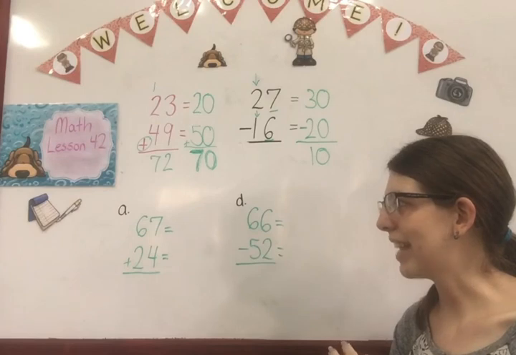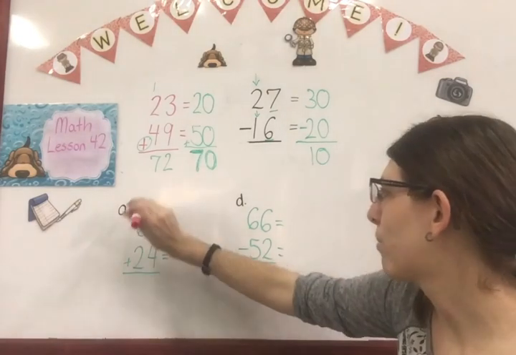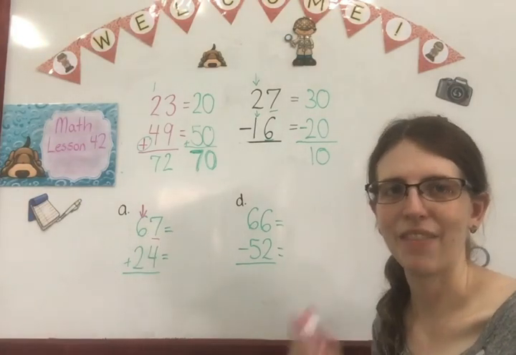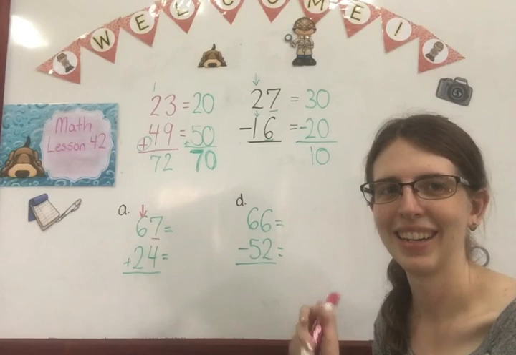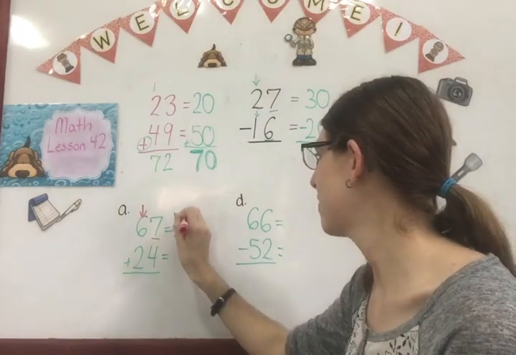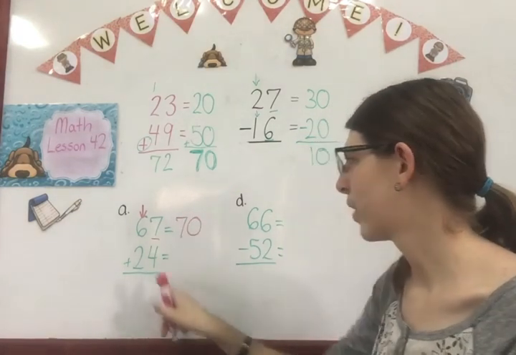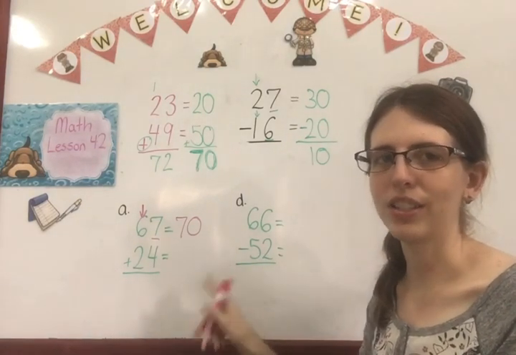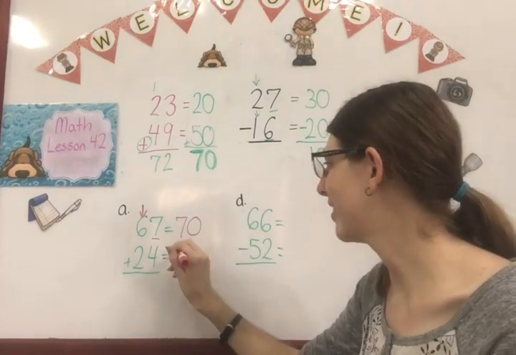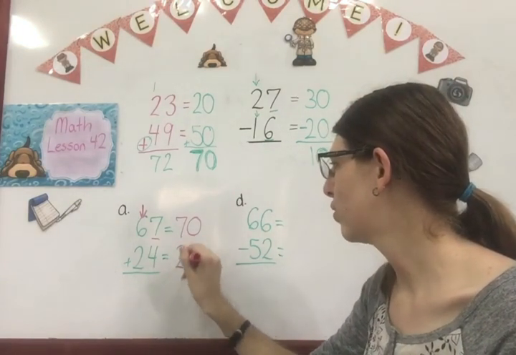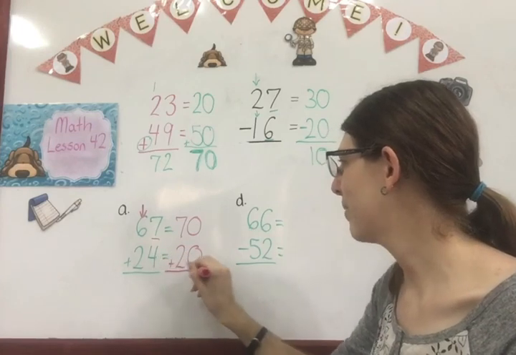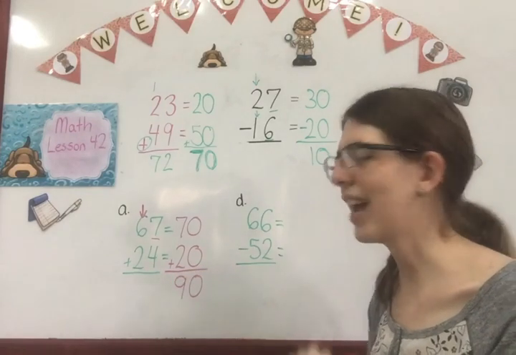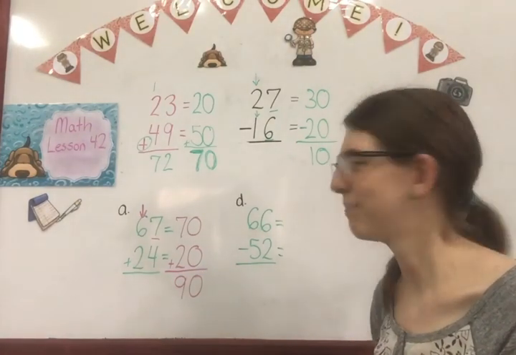Letter A, 67 becomes, well, we round our 6. Look at the 7 to tell us what to do. 7 is 5 or greater, so we round up. 67 becomes 70. What does 24 become? Well, 4 is 4 or less, so 2 stays the same. It becomes 20. And we add it together. 70 plus 20 is 90. So that's your estimated answer.